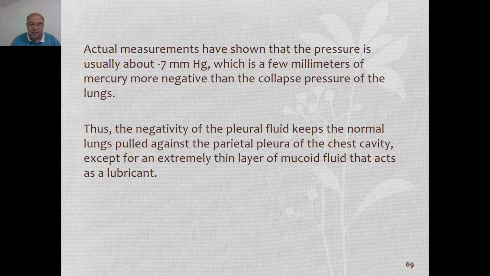Thus, the negativity of the pleural fluid keeps the normal lungs pulled against the parietal pleura of the chest cavity, except for an extremely thin layer of mucoid fluid that acts as a lubricant.